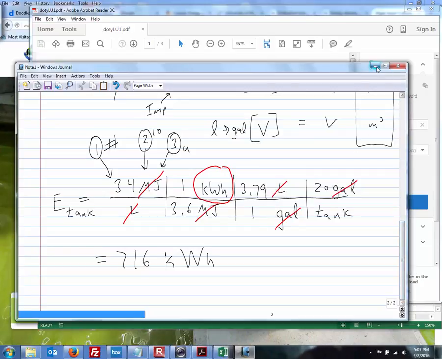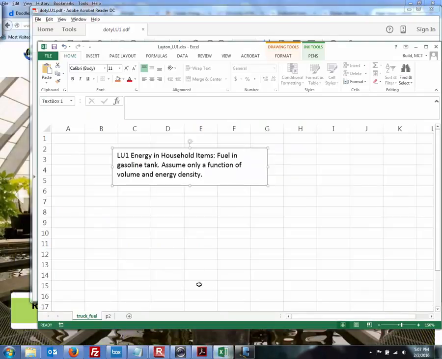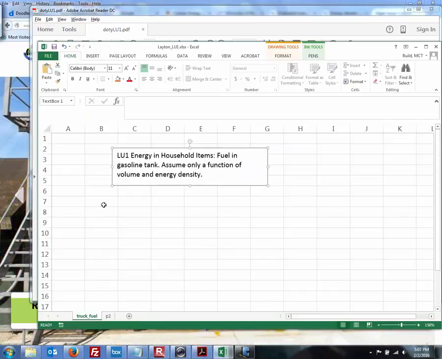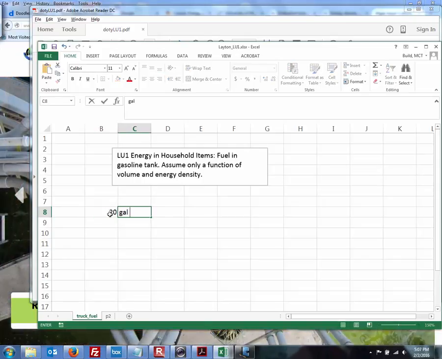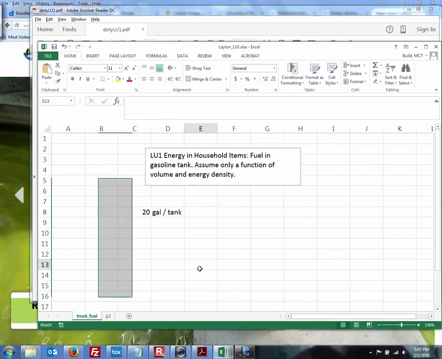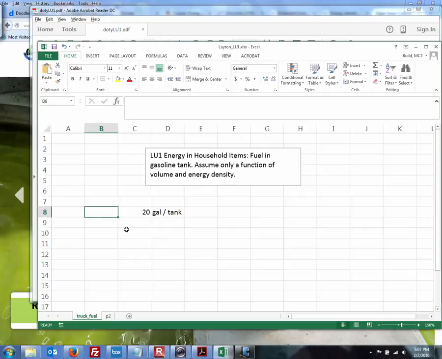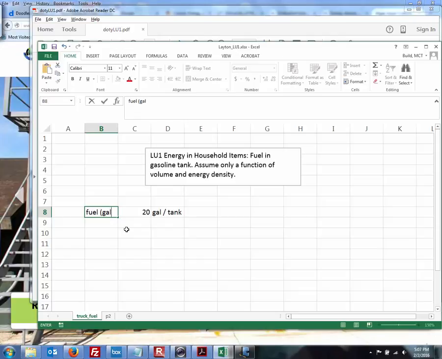So now that we've done it on paper, let's just put it into the Excel spreadsheet and see how we do. So I'm going to start off with 20. This is going to be gallons per tank. Here I'm going to do both ways, not to confuse you, but usually I would write it out like this. I would write gallons, or I would write it like this: fuel, and then I would put the units, gallons per tank.